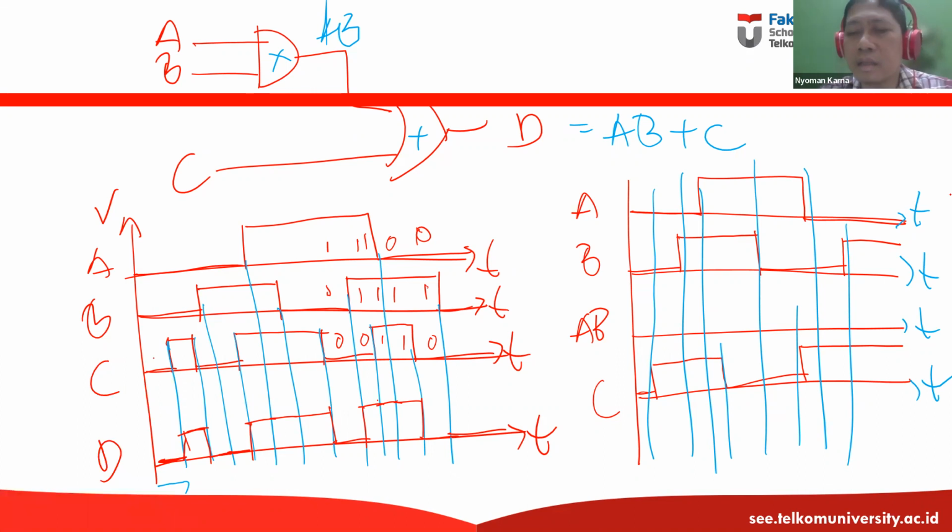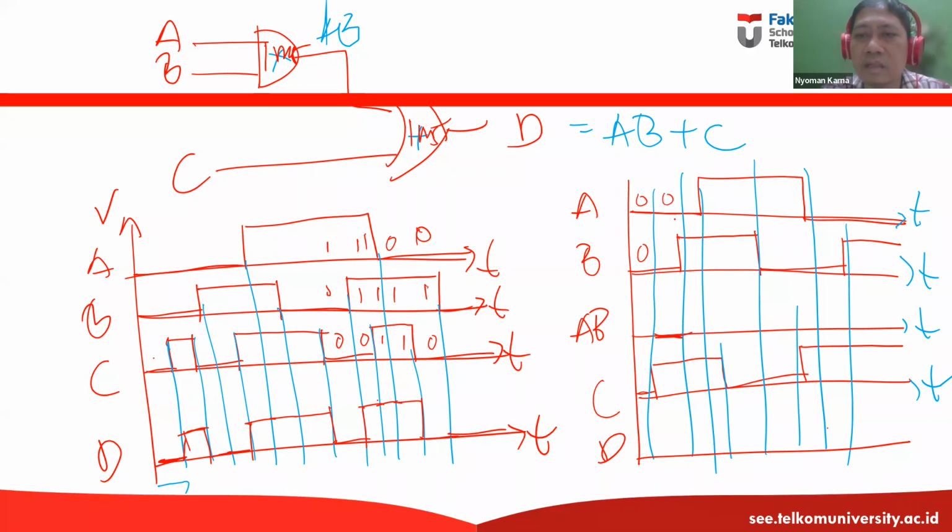Let's say that, okay, this is D. Now let's say that the AND gate has a 1 millisecond delay. And then the OR gate also has a 1 millisecond delay. Now, this is A 0, B 0. 0 times 0 is 0. However, it will be delayed at this part.